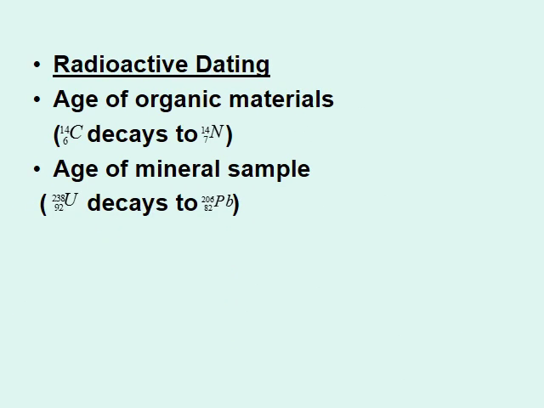Here we are going to discuss radioactive dating. And there are 2 ways we can find out these dates. Age of organic materials, which is based on carbon-14 decay into nitrogen-14. Age of rock sample or mineral sample, which is based on decay of uranium to lead. We are going to discuss each of these by going over problems.